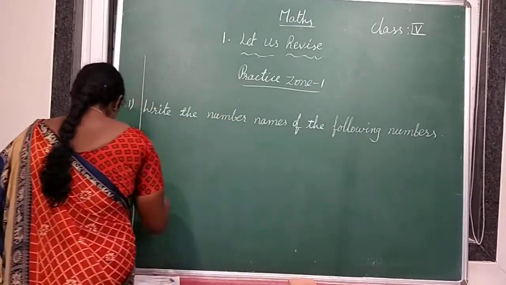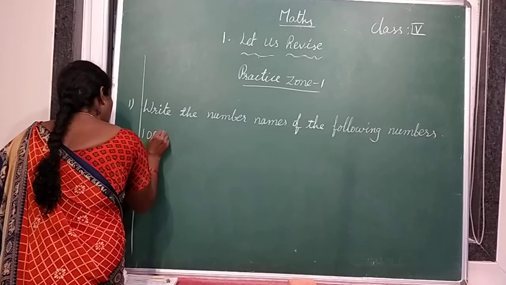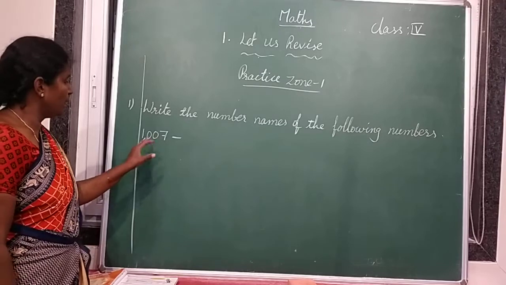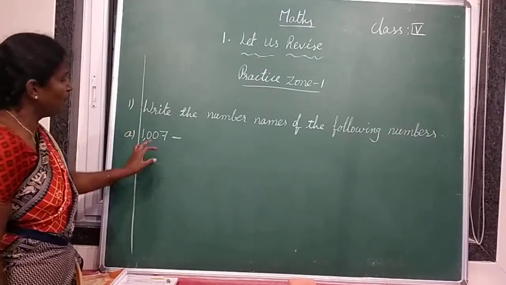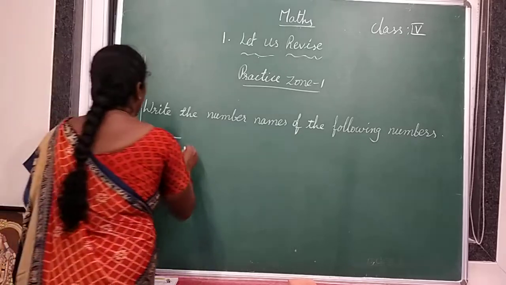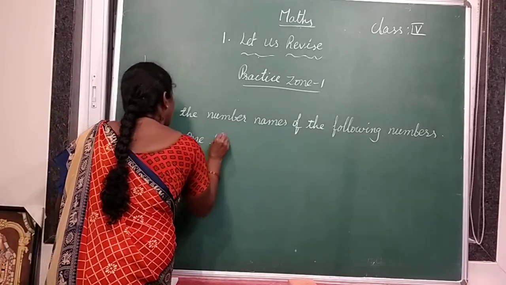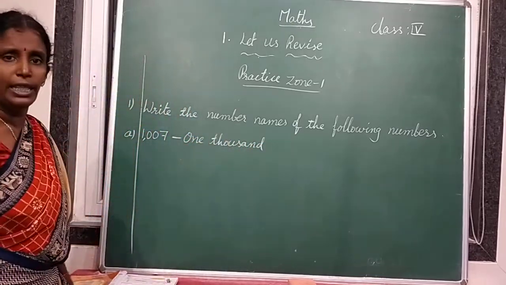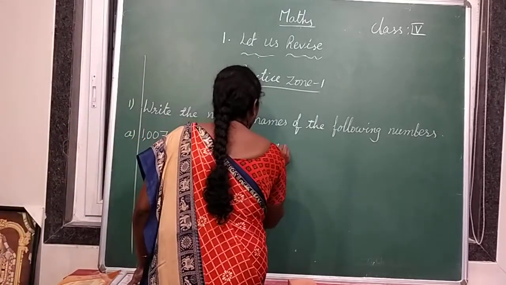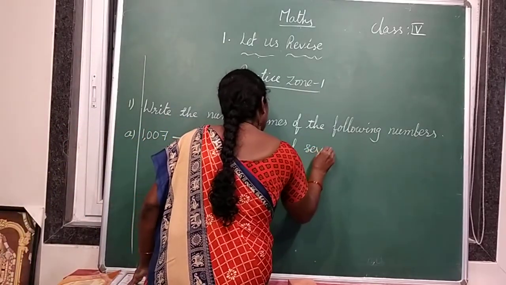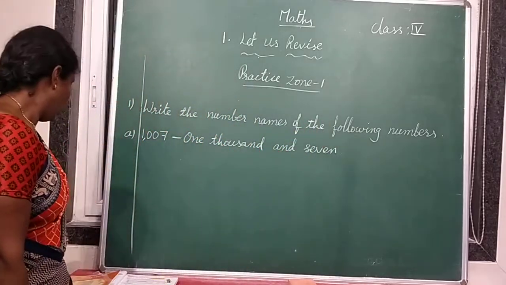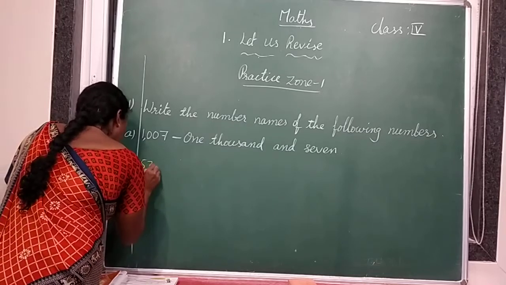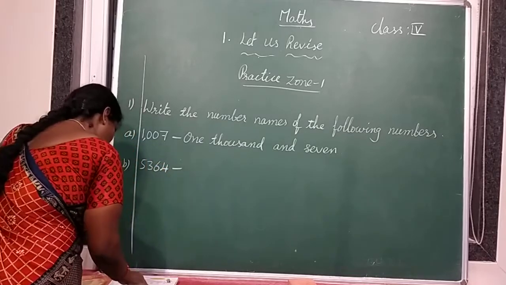So first one is 1007. What is the number name of this number? Do you know? Can you read this number? What is the number name? Yes, it is 1007. Right. So similarly complete these remaining 3: 5,364. Complete it fast, children.